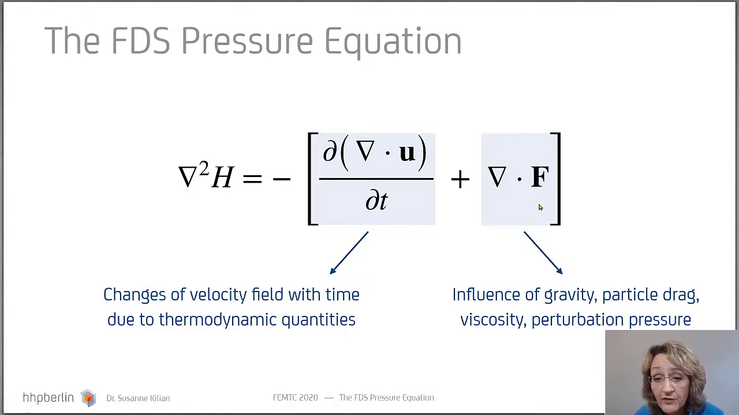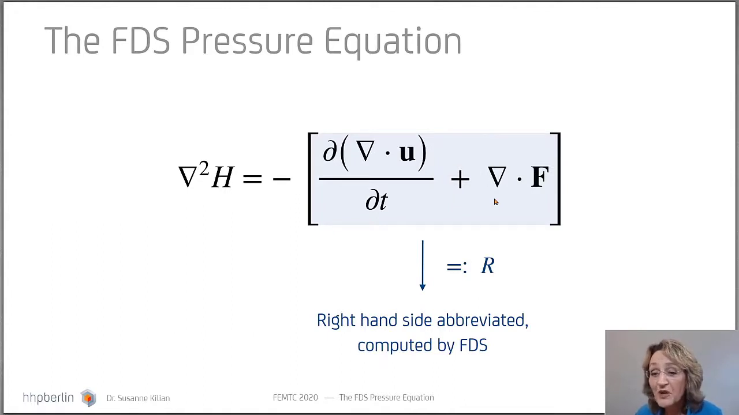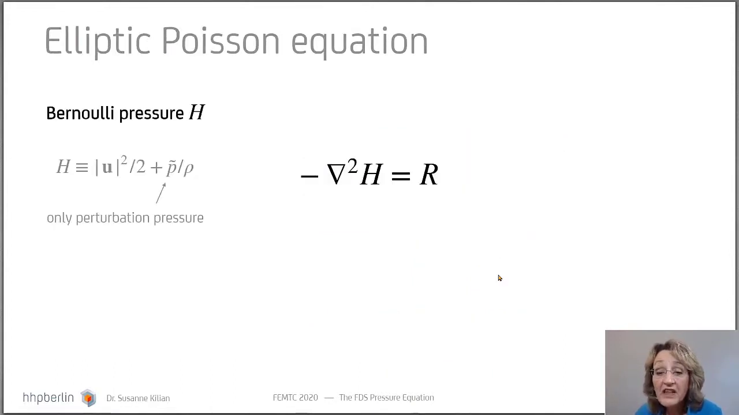So the treatment of these two terms is extremely complicated and it fills many pages in the technical reference guide, and I am in the lucky position that I don't have to compute that. They are both provided by the surrounding FDS code, and I simply get the complete right-hand side, which I will abbreviate to R. The only thing which is important for me is this remaining term, which from a mathematical point of view is an elliptic partial differential equation of second order, which is also called Poisson equation.